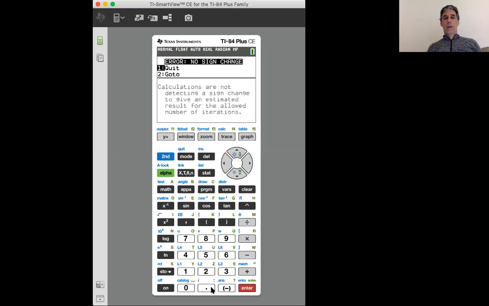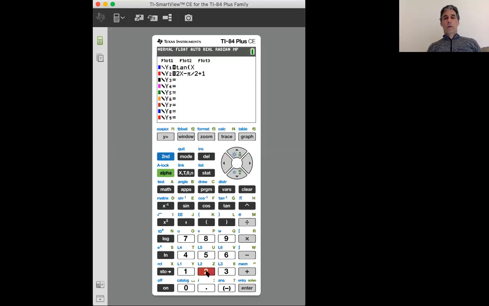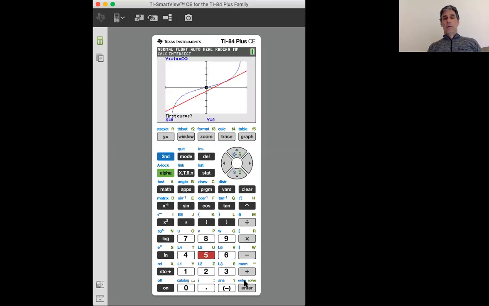Ooh, error, no sign change. It didn't find the sign change, so let's graph it again. This is getting interesting. Let's try that one more time, getting a little closer, and see if we can find the calc intersect. First curve, here's my second curve. Maybe we weren't close enough to that intersection point. Okay, there, that's pretty close. Now, if I push enter, what happens?